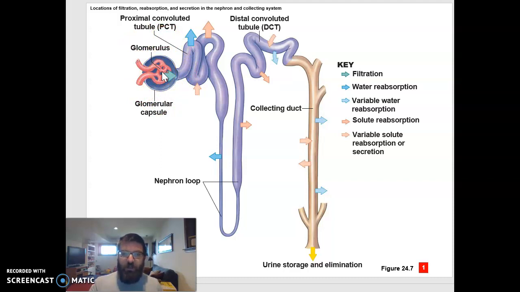Reabsorption and secretion are going to happen at various places throughout the tubular system, the proximal convoluted tubules, the nephron loop, and the distal convoluted tubules. You're going to have a lot of reabsorption, particularly at the proximal convoluted tubules and also in the nephron loop.